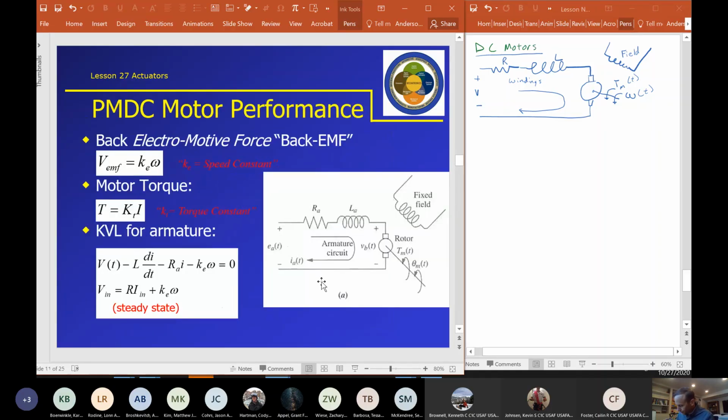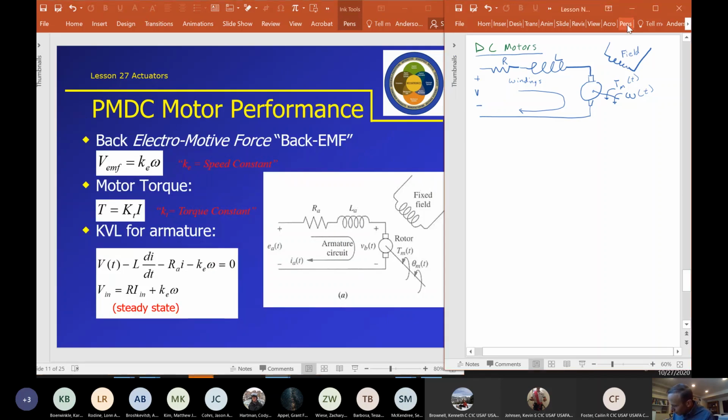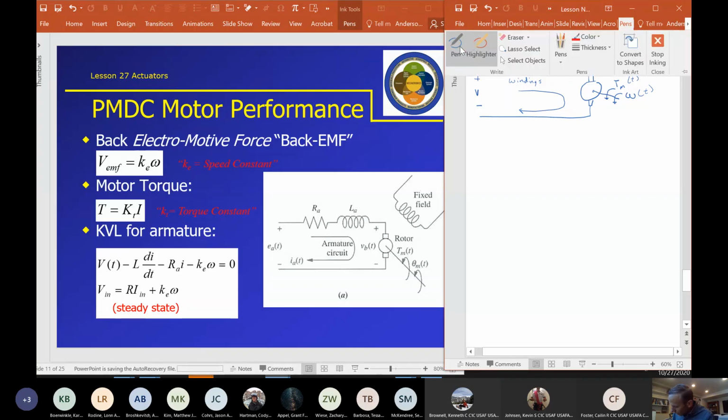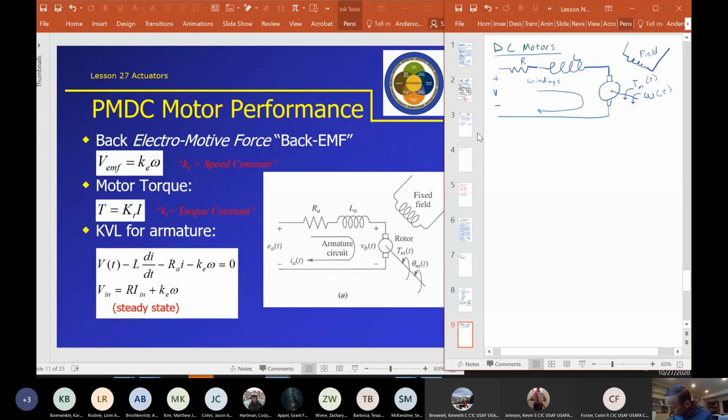Okay, so let's look at the electrical behavior of this. We could analyze this circuit using Kirchhoff's voltage law. So let's do that.